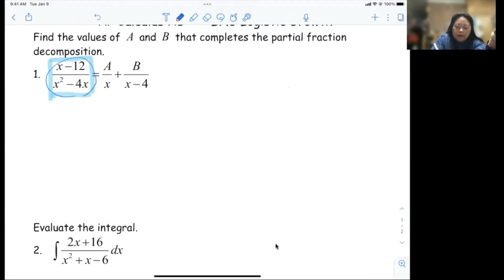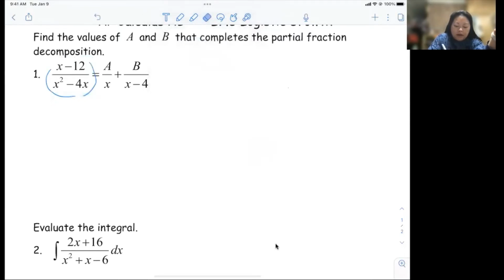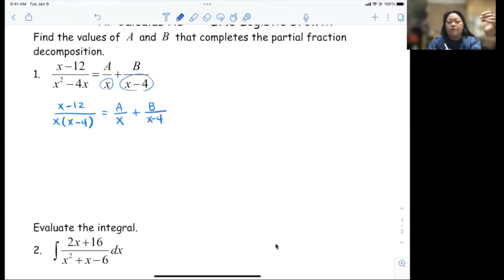So if you look at the left-hand side here, you can break down the denominator and look at what you have to begin with. So it is x minus 12 times x minus 4, like so. So I'm saying that some a over x plus some b over x minus 4. Again, these came about from the factors of the final answer. And so what were the numerators of those smaller fractions to add up to this fraction of x minus 12 over x squared minus 4x to begin with, right?